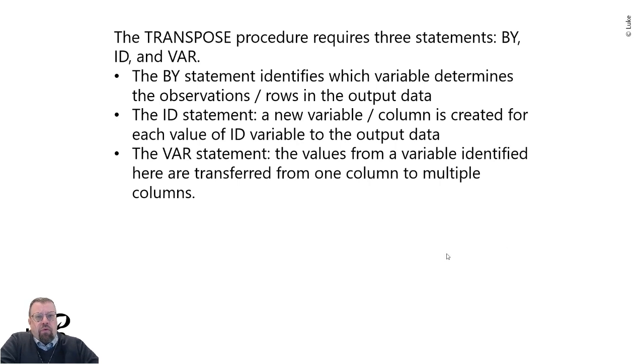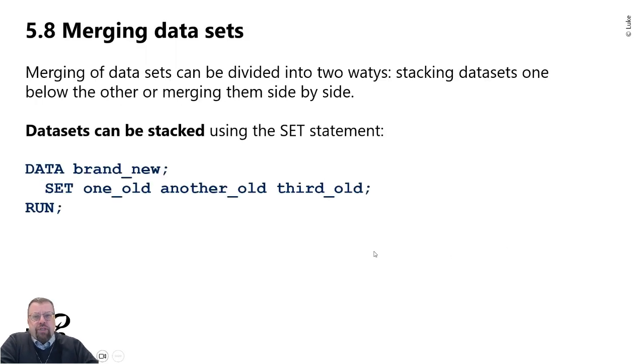But next we will go on and go into merging datasets. Merging of datasets can be divided into two ways: stacking of datasets one below the other, or merging them side by side. And this kind of merging of different datasets is actually something where SAS really comes in handy compared to, for example, if you handle your data with Excel, because then you can automate the merging using your programming statements, and it's much easier compared to doing it manually, for example, in Excel.